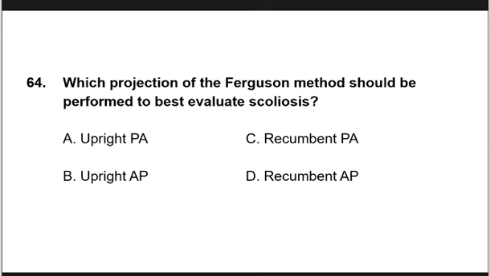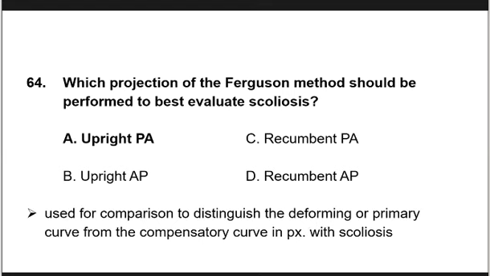So here in the question, the method to best evaluate scoliosis, the answer is upright PA projection. Because when we have a patient with scoliosis that we are x-raying, normally we have three projections that we do for the evaluation of the scoliosis. What are those three projections? We have the PA upright, the PA upright with lateral bending, and the PA upright with left bending.